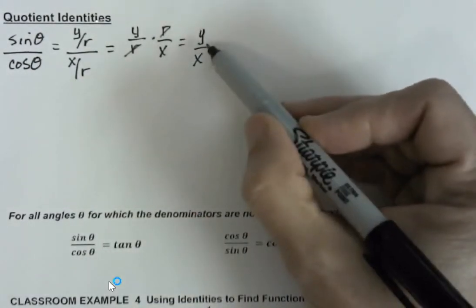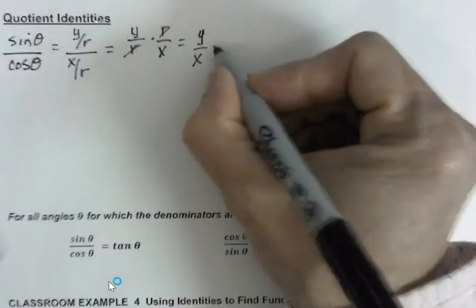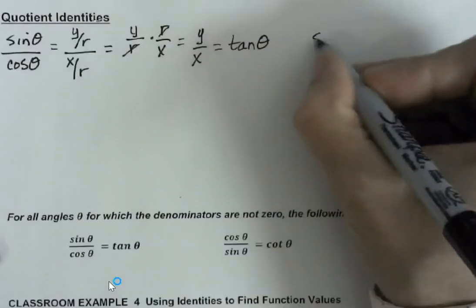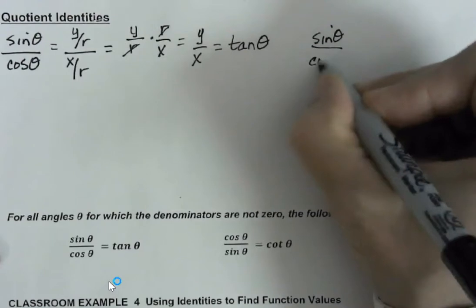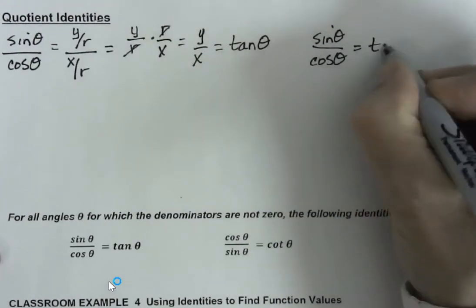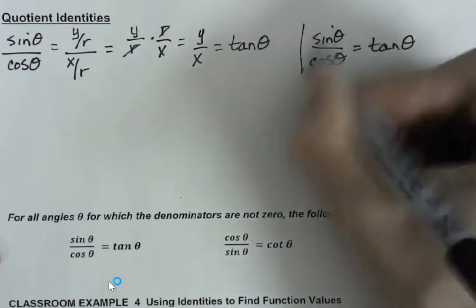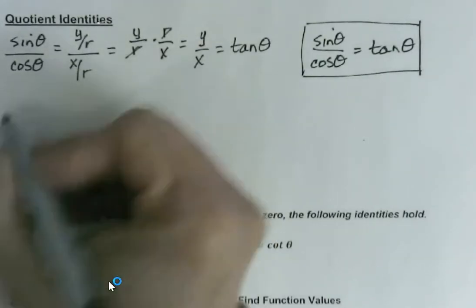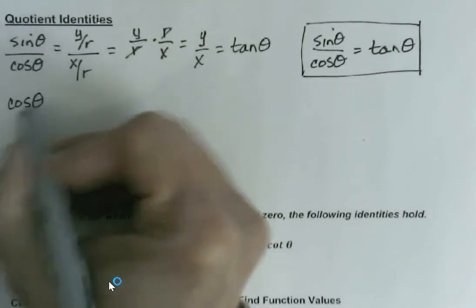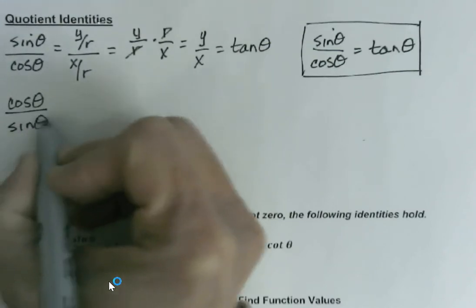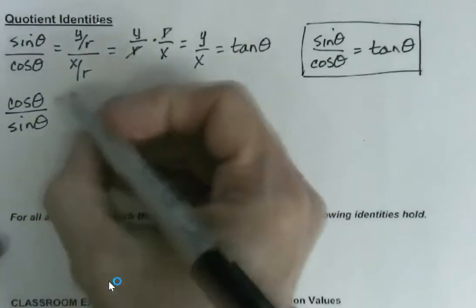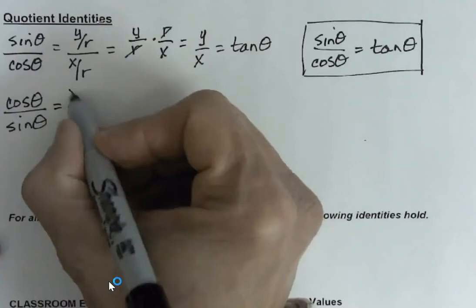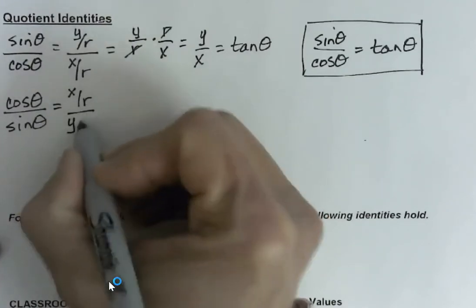If we go back to our trig function definitions, this is the definition of tangent of theta. So our first quotient identity is that sine theta over cosine theta is equal to tangent theta. Our second one is very similar, but it's just that expression flipped over. So if we look at cosine theta over sine theta, we rewrite these functions in terms of our triangle. We would have x over r on the top, y over r on the bottom.